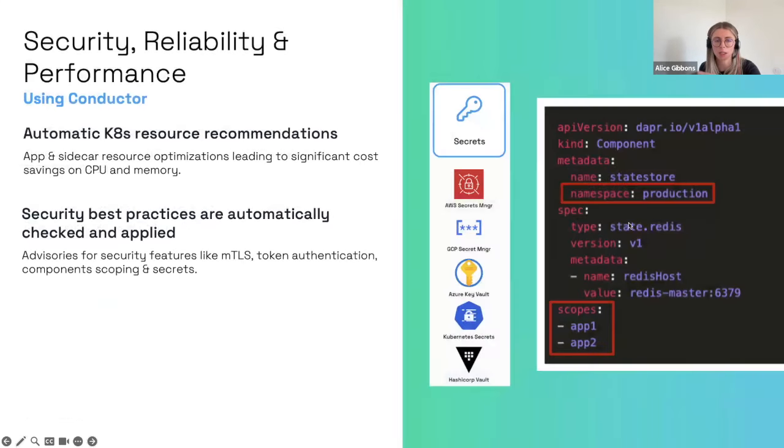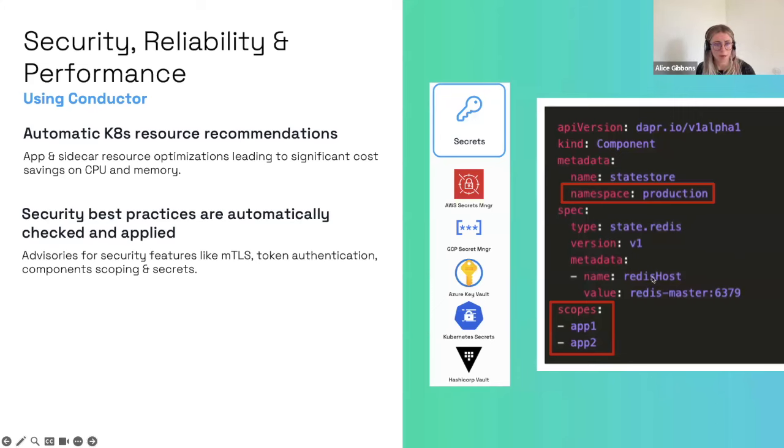And so using Conductor, how does this look any different? Well, we do provide automatic Kubernetes resource recommendations. These are specific to your application as well as your sidecar resource optimizations. And we have found that these actually led to significant cost savings on CPU and memory. So we've had customers tell us that they've been able to reduce their cloud spend and actually save money at the end of the day, which is huge.